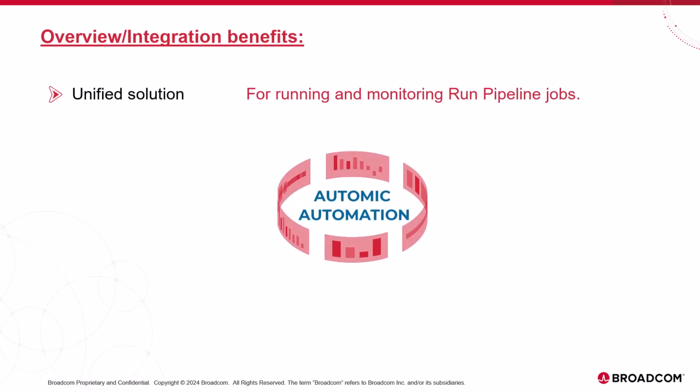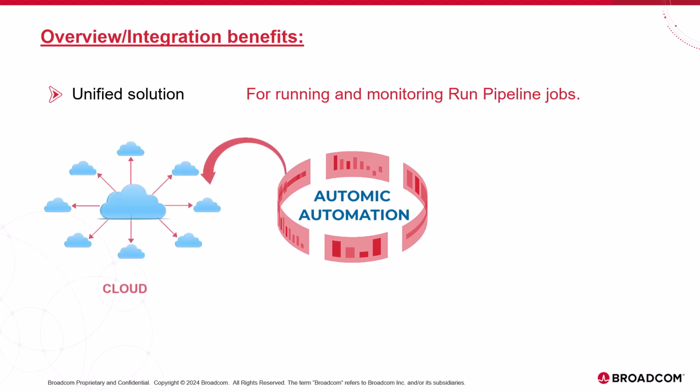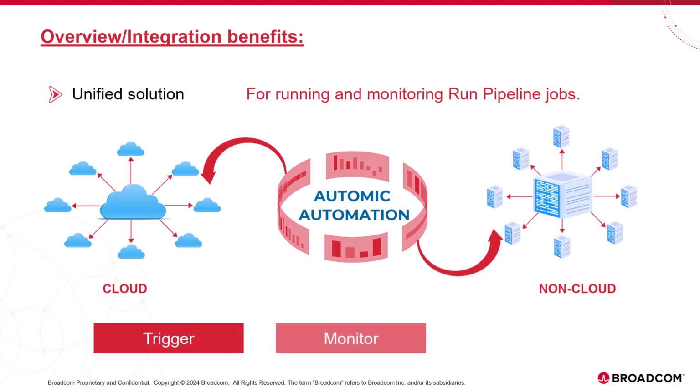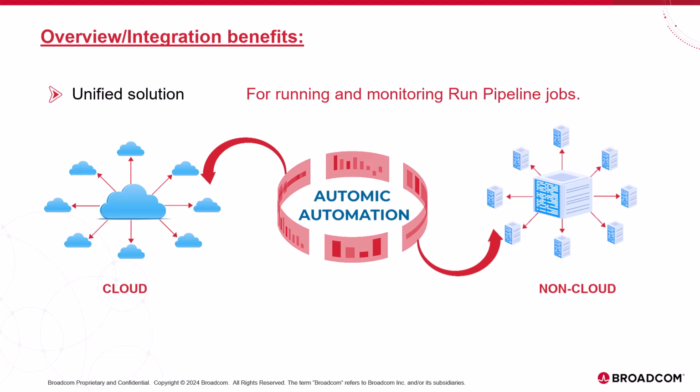Automic Automation plays a central role in orchestrating operations across multiple environments, including the cloud. Automic Automation synchronizes these processes with other, non-cloud operations. By integrating GCP Data Fusion, we can configure process automation centrally in Automic Automation and then trigger, monitor, and supervise everything in one place.